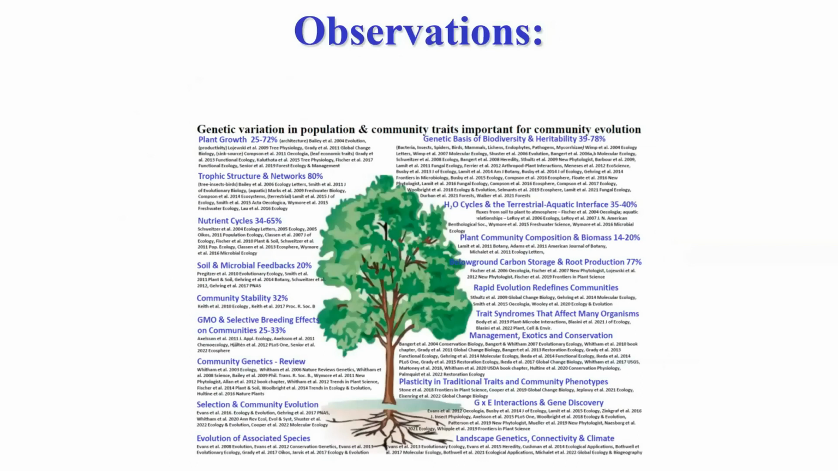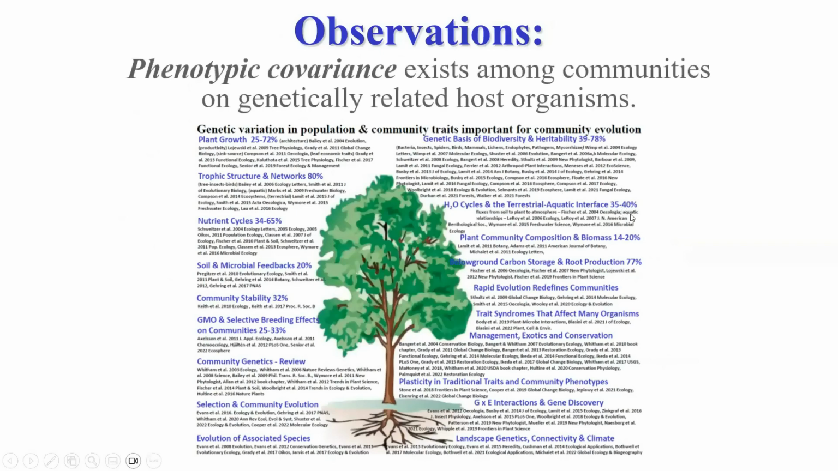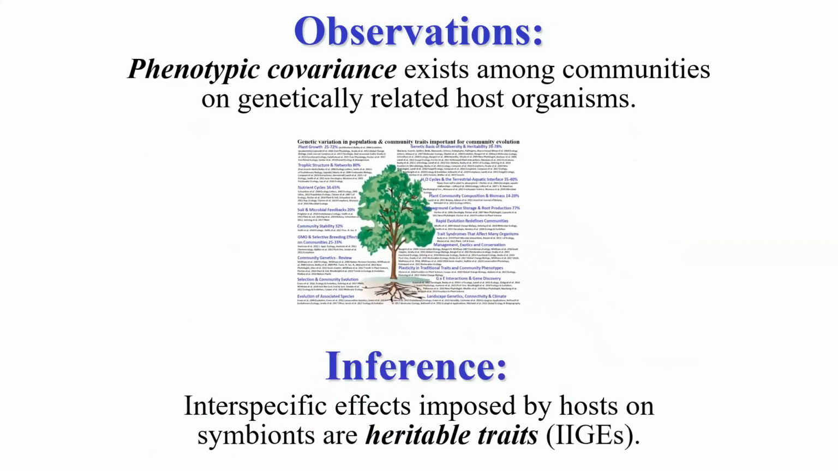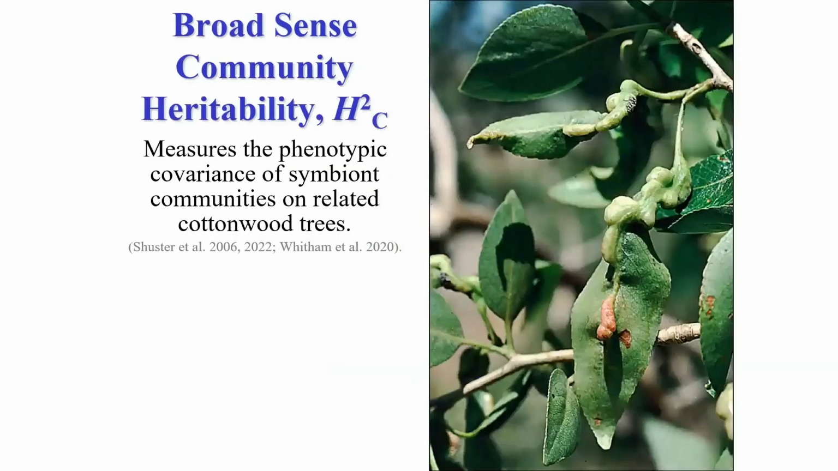Over the past 30 years, there have been literally hundreds of studies conducted to examine the effect of genetic variation on population and community traits that are important in community evolution. The overriding theme for these studies is that phenotypic covariance exists among communities that are located on genetically related host organisms. The inference from these studies is that interspecific effects imposed by hosts on their symbionts are heritable traits, or what we like to call in the cottonwood ecology group, interspecific indirect genetic effects, or IIGEs.